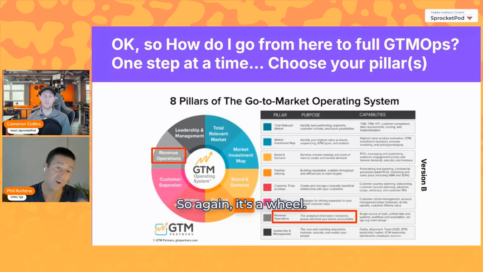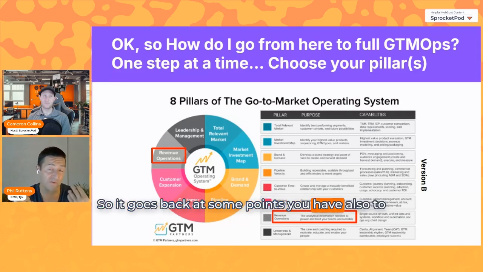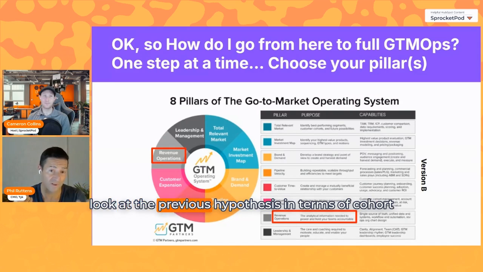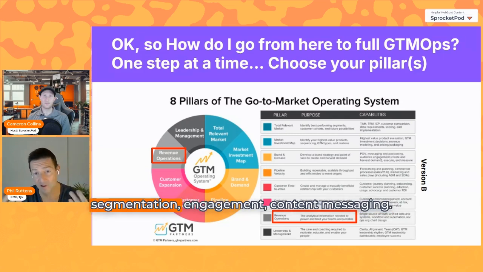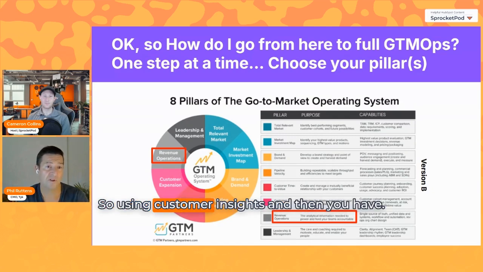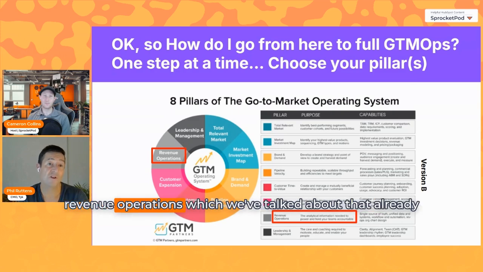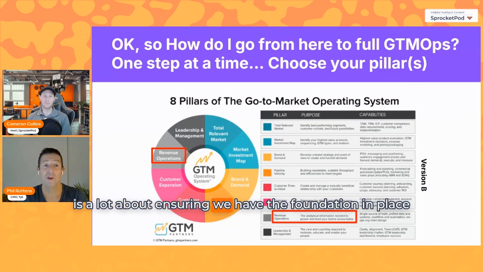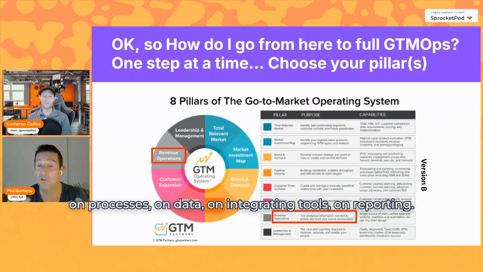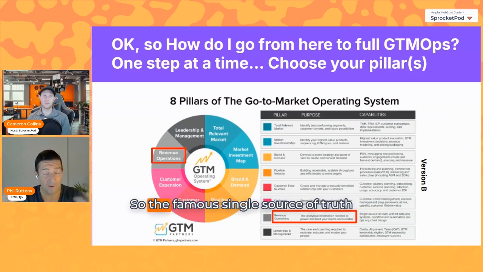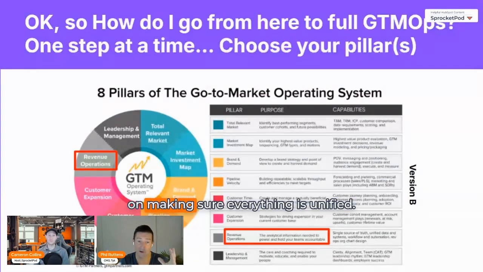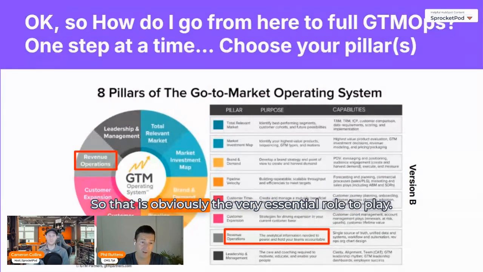So again, it's a wheel, so it goes back at some points. You have also to look at the previous hypothesis in terms of cohort, segmentation, engagement, content, messaging. So that's the whole point. So using customer insights. And then you have revenue operations, which we've talked about that already, is a lot about ensuring we have the foundation in place on processes, on data, on integrating tools, on reporting, so the famous single source of truth, on making sure everything is unified. So that is obviously a very essential role to play.